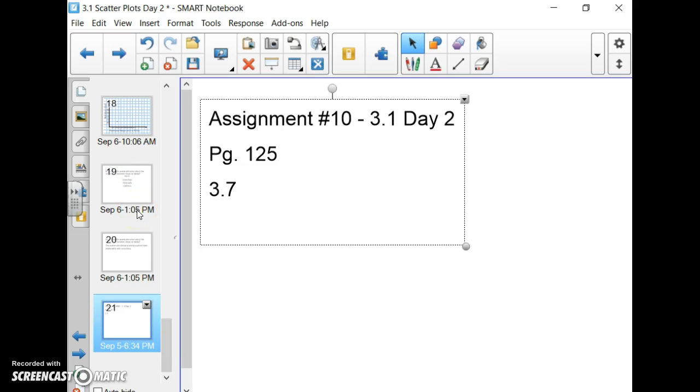So here's the problem, and it's on page 125. It's 3.7. You're basically doing the same thing we did as part of this lesson. In class, it took about 25 minutes to get to the problem, and this video took roughly almost 15 minutes. So hopefully it doesn't take you that long on the actual assignment. But email me if you guys have any questions.